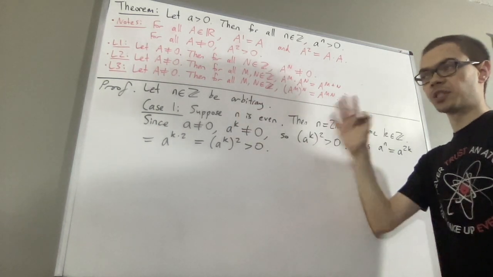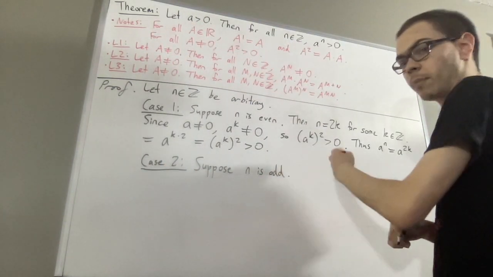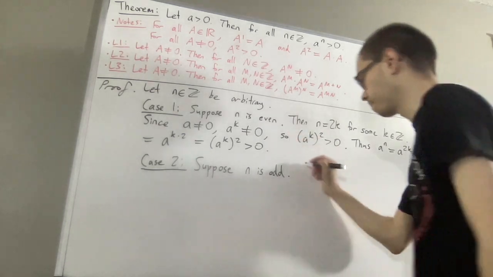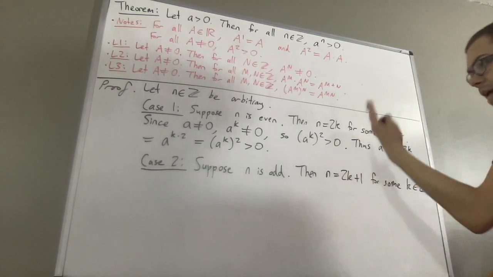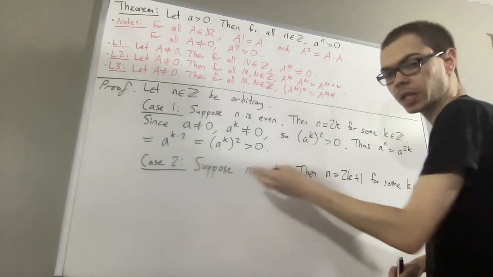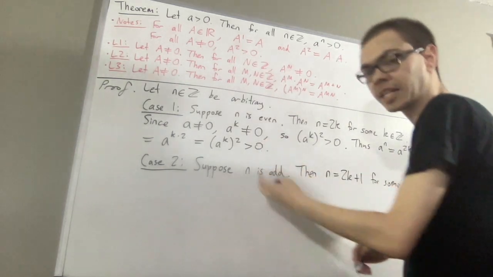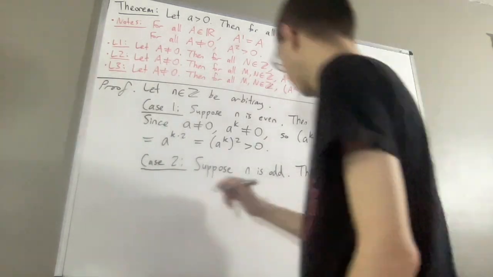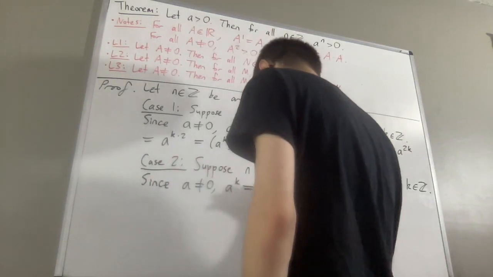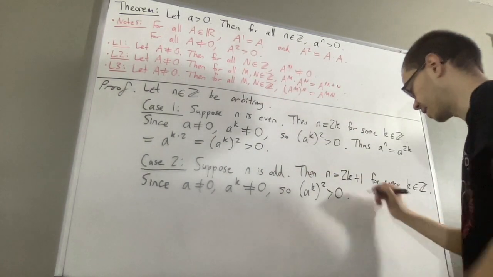Now let's move on to case 2, where n is odd. Well then, n is equal to 2k plus 1 for some integer k. Now again, since a is a non-zero real number, we know that a to the power of k is a non-zero real number. So if we take a to the power of k, raise it to the power of 2, that will be greater than 0. Well then, what happens when we do a to the power of n in this case?